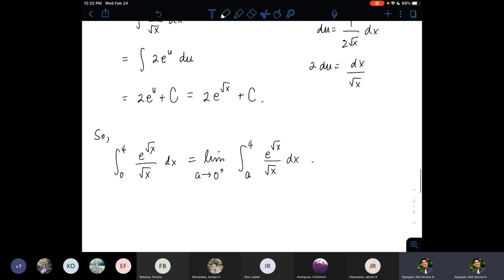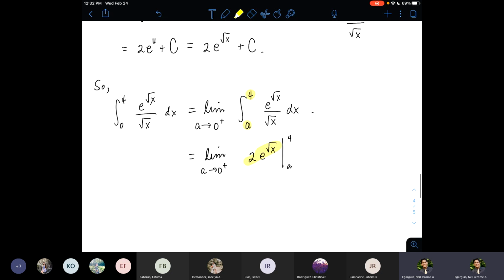Okay. And then I know that the integral can be evaluated as 2 e to the root x evaluated from a to 4 as a approaches 0 from the right. And I know that these are the proper bounds still, because here the integral is with respect to x, and then the bounds here are with respect to x. So I am totally consistent with the bounds and the antiderivative here, okay?